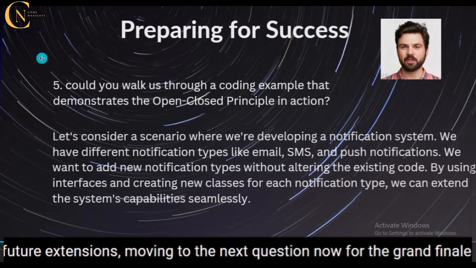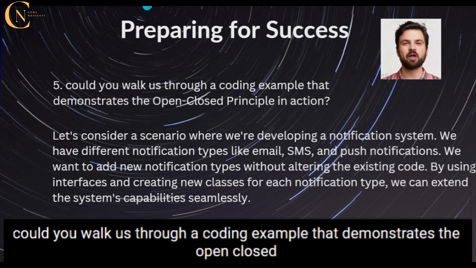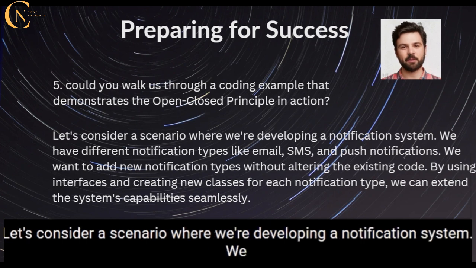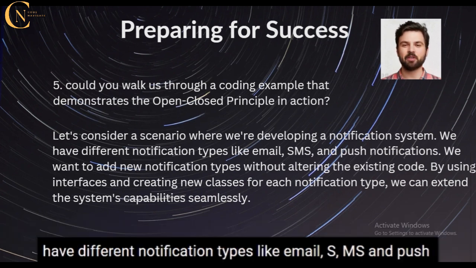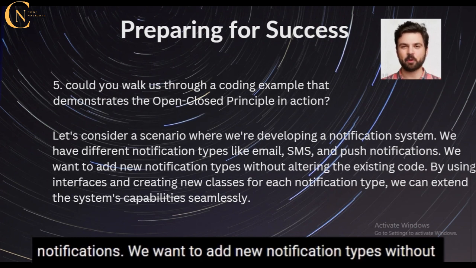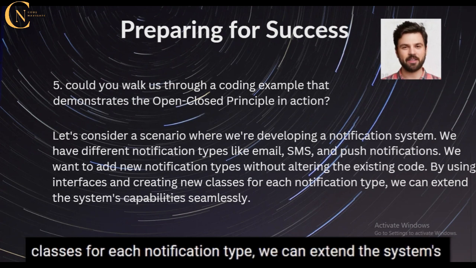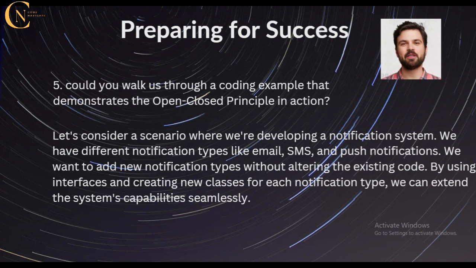Moving to the next question, now for the grand finale, could you walk us through a coding example that demonstrates the open-closed principle in action? Now to answer this, you can mock some example like, let's consider a scenario where we're developing a notification system. We have different notification types like email, SMS, and push notifications. We want to add new notification types without altering the existing code. By using interfaces and creating new classes for each notification type, we can extend the system's capabilities seamlessly.